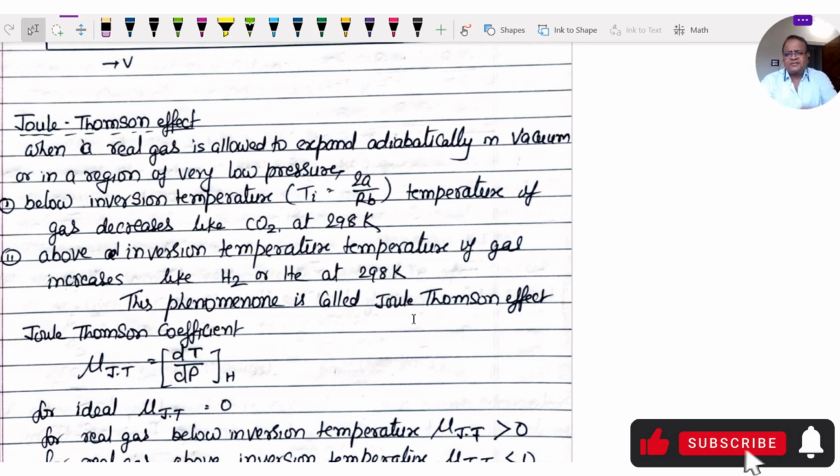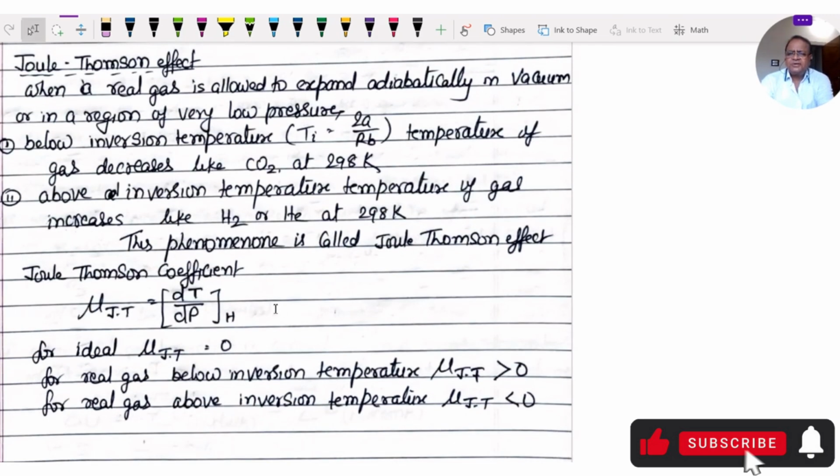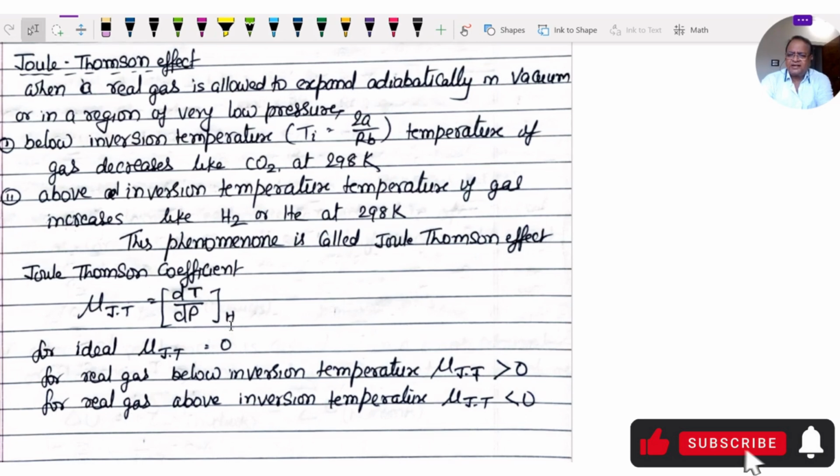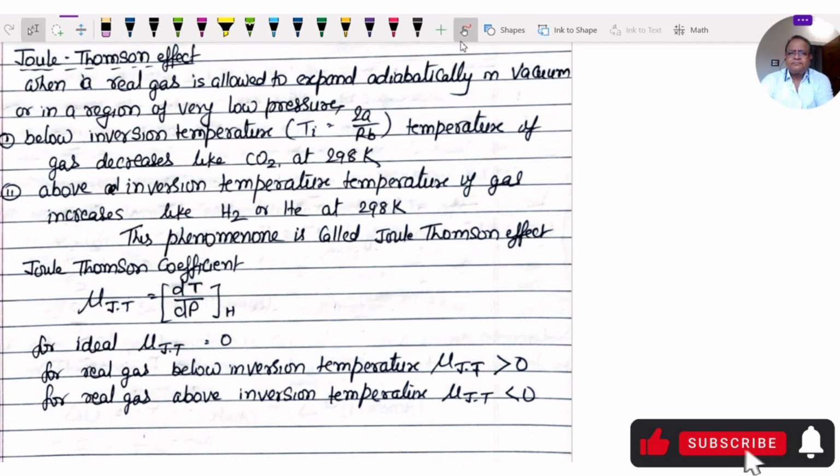And the Joule-Thomson coefficient mu JT equal to del T by del P, change in temperature by change in pressure at constant enthalpy. So for an ideal gas mu JT equal to 0. Below the inversion temperature, dT and dP are both negative, so mu JT becomes positive, greater than 0. And for a real gas above the inversion temperature, dT is positive and dP is negative, so it becomes negative.